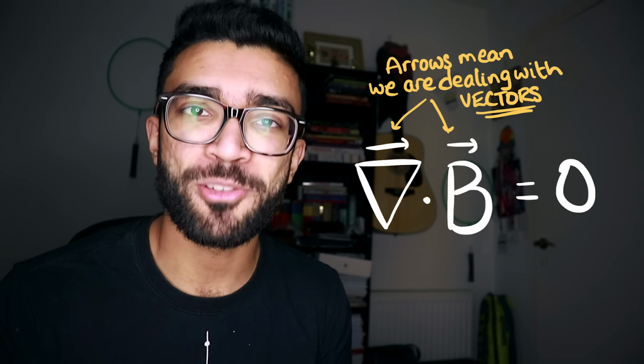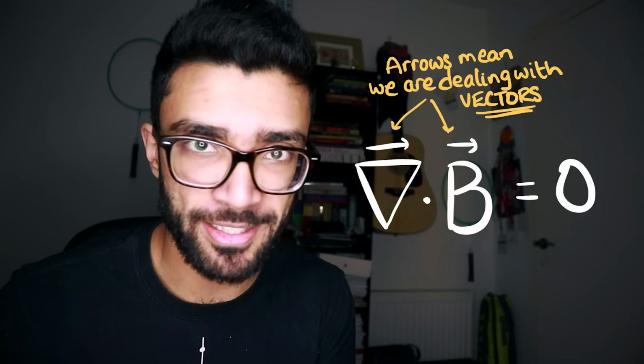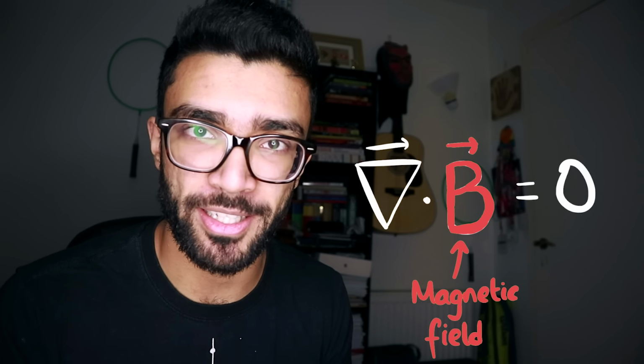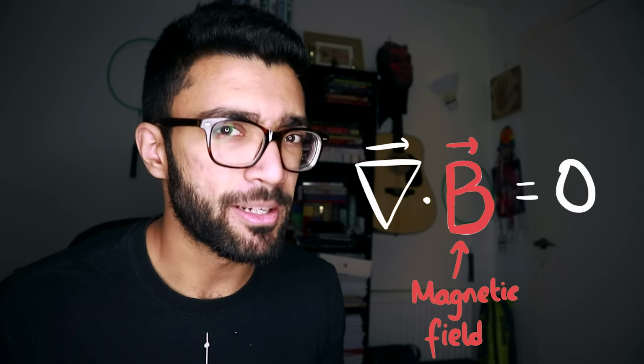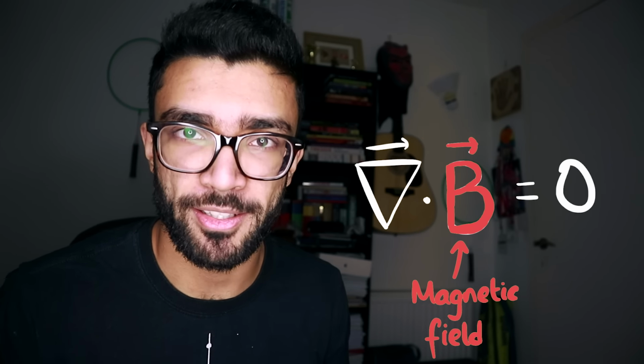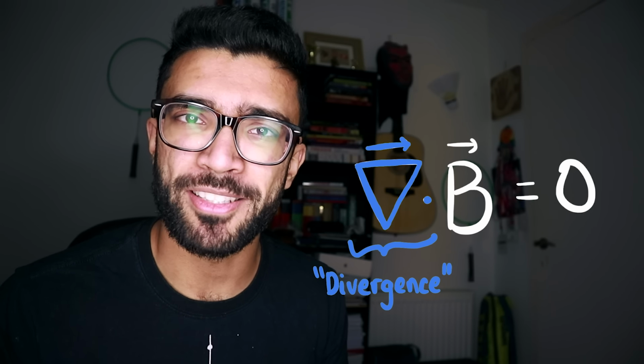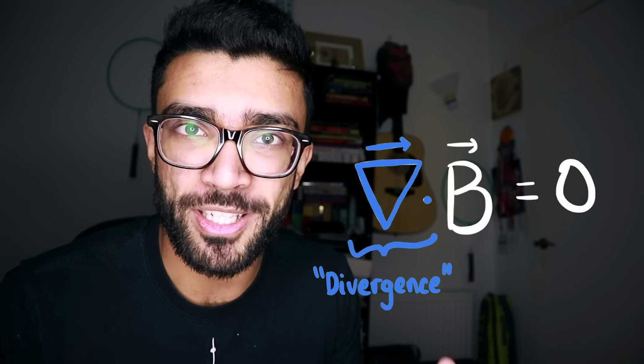What do these symbols even mean? Well, like I've already said, Maxwell's equations focus on electricity and magnetism. Now, B in this case represents the magnetic field that we're studying. Why do we use the letter B to represent a magnetic field? Yeah, don't even ask. The downward pointing triangle and the dot next to it together represent something known as divergence. So, what is divergence? Right, here we go.